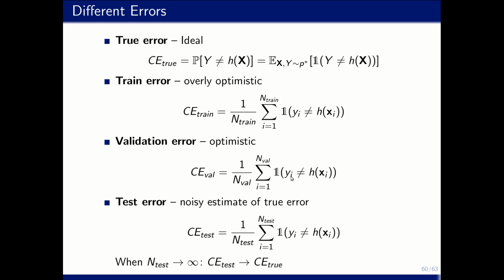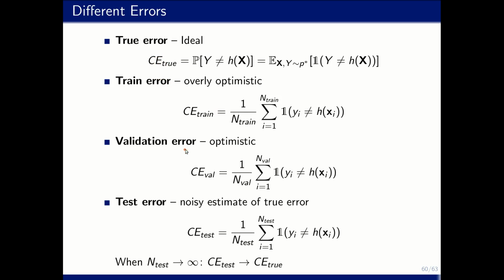To summarize the different errors we considered, we are actually interested in the true error, which is the ideal measure, but actually out of reach. We have the train error, which is the empirical error on the training set. And as said, this is overly optimistic. We fit our machine learning model to our training data, and therefore the error here will be overly optimistic. It will be lower than the true error.